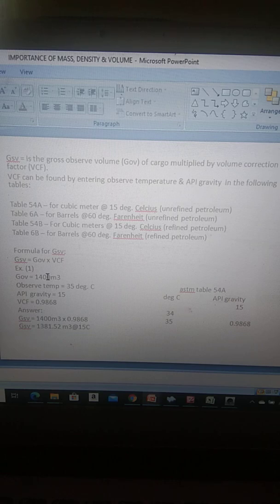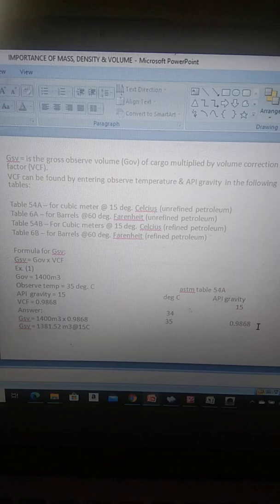Example number 1: GOV equals 1,400 cubic meters. Observed temperature 35 degrees centigrade. API gravity equals 15. So we will have a VCF of 0.9868. Why? Because we enter the observed temperature of 35 degrees centigrade and the API gravity into the ASTM Table 54 Alpha. At 35 degrees centigrade and API 15, we get the value of 0.9868. Again, this is an example.